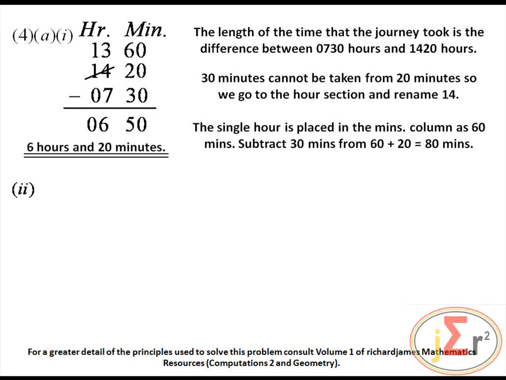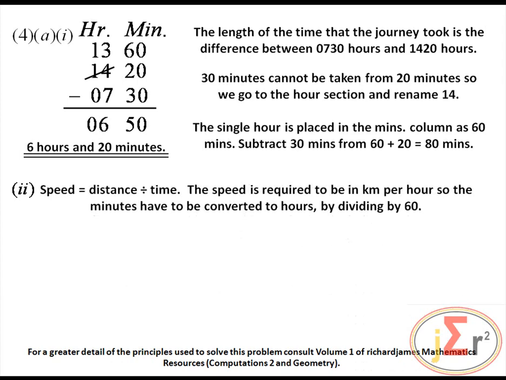We are now being informed that the journey is 410 kilometers. So we need to calculate the average speed in kilometers per hour. We know the distance traveled is 410 kilometers, and we need to determine the speed. Of course, speed is equal to distance divided by time. The speed is required to be in kilometers per hour, so the minutes have to be converted to hours by dividing by 60.